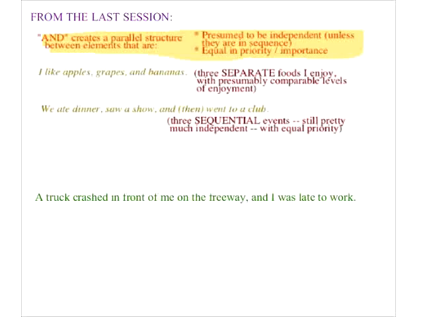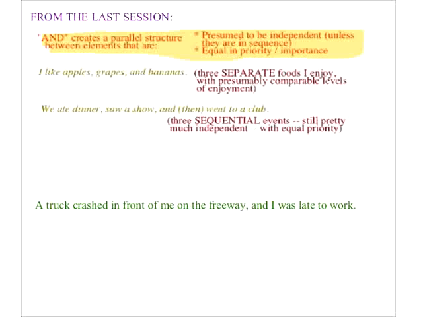So if you say, a truck crashed in front of me on the freeway and I was late to work, if somebody spoke that sentence out loud, what they would pretty obviously mean is the truck made me late by crashing in front of me. But in the chat box, again, what is the actual implication of the way this is actually written on this page? Like, if you actually write "and I was late to work," what's the implication in the chat box?